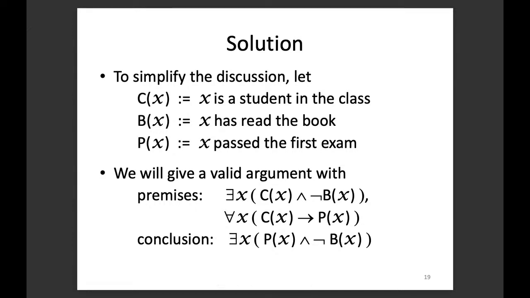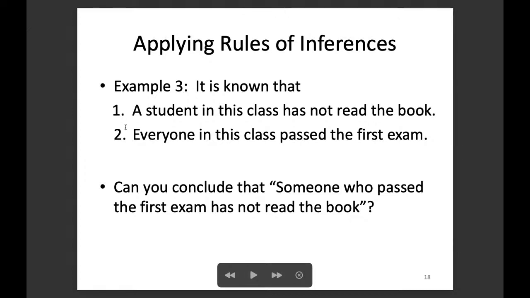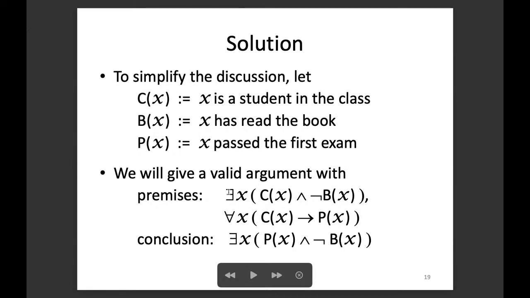So the previous two statements, statement 1 and statement 2, can be translated into this. It says that there exists a student such that this student is very special. This student is in the class, but this student has not read the book. So we can find a certain student who is in the class and has not read the book. This is the first statement. The second statement says that for every student in the class that we can imagine, the student has passed the exam. So for every x, whenever x is in this class, it implies that x has passed the exam.